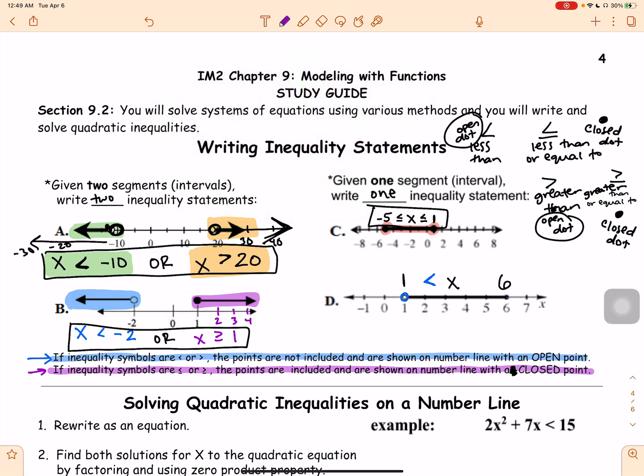And then I see over here that this is a closed dot on the 6. So that means x is less than or equal to the 6 there. All right, so this is just telling us that x is between 1 and 6, but it is not equal to 1, and it could be equal to 6. So that's why it's so important to know your signs and what they mean. All right, but that one is all done.